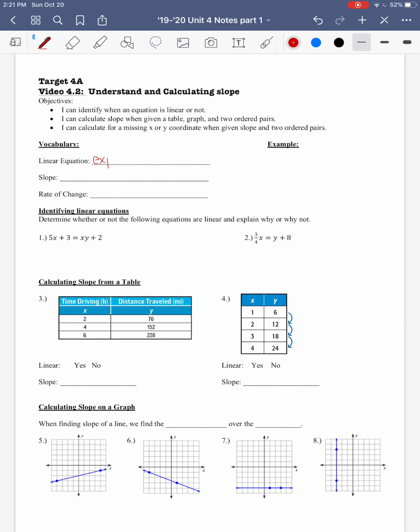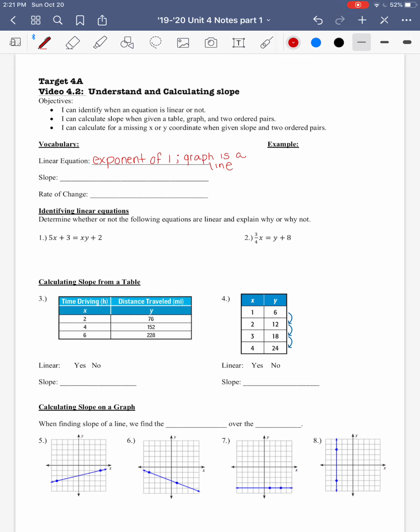So I'm going to put exponent of 1. But more so, when graphed, the graph is a line, a straight line, okay?